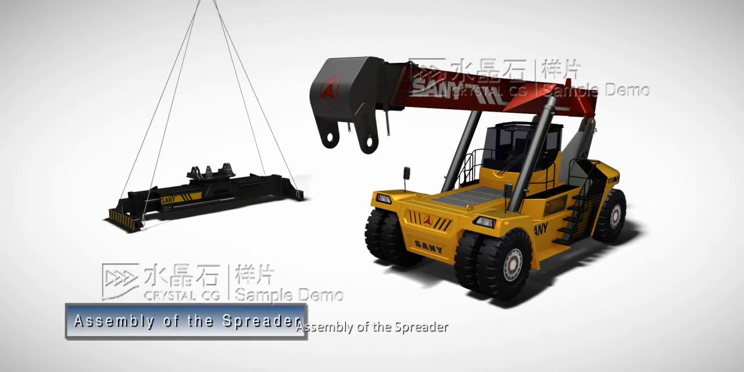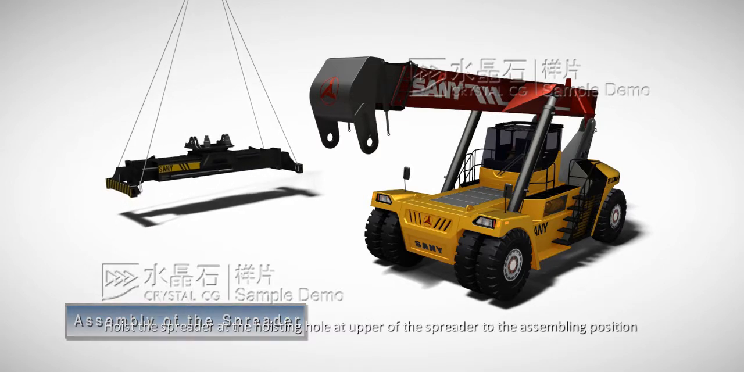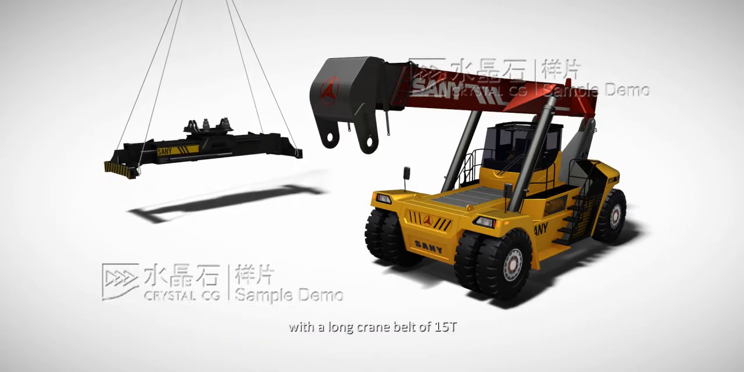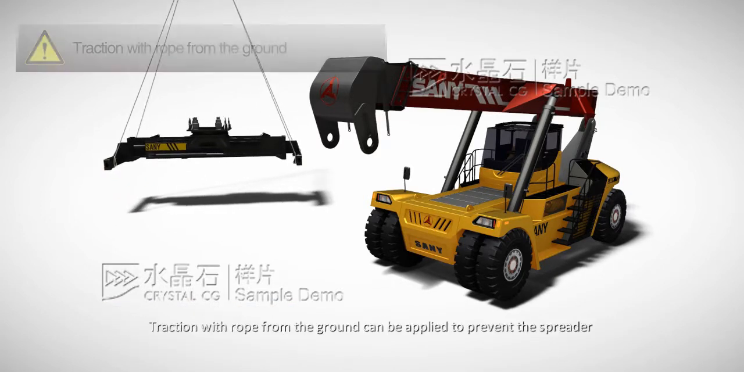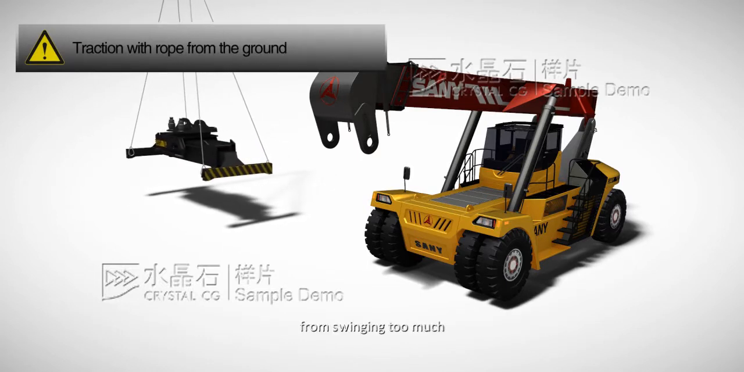Assembly of the spreader. Hoist the spreader at the hoisting hole at the upper of the spreader to the assembly position with a long crane belt of 15 tons. Traction with rope from the ground can be applied to prevent the spreader from swinging too much.